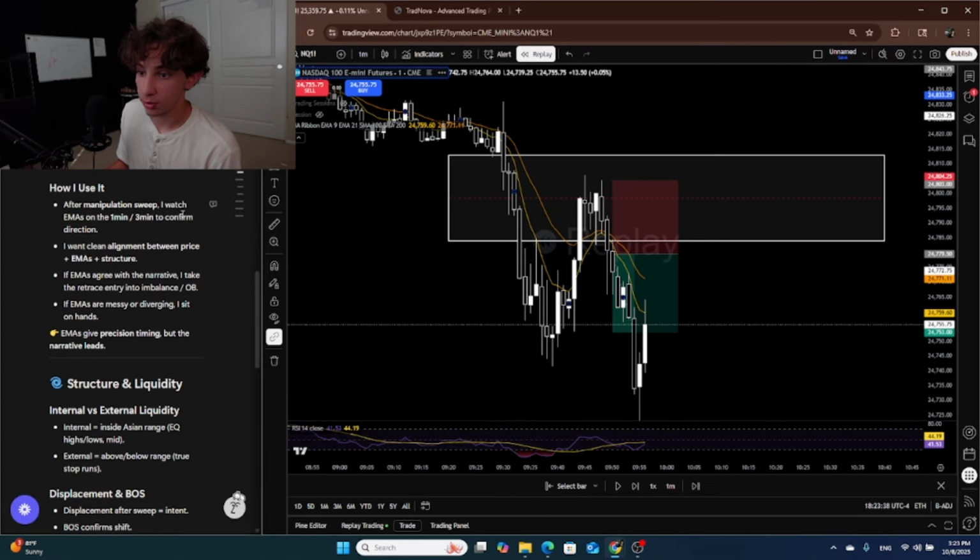How I use it after manipulation sweep, I watch EMAs in the 1 minute/3 minutes to confirm direction. I want clean alignment between price, EMAs plus structure. Exactly, so I found order flow. I want to see structure, like right here. Market displays towards back up.